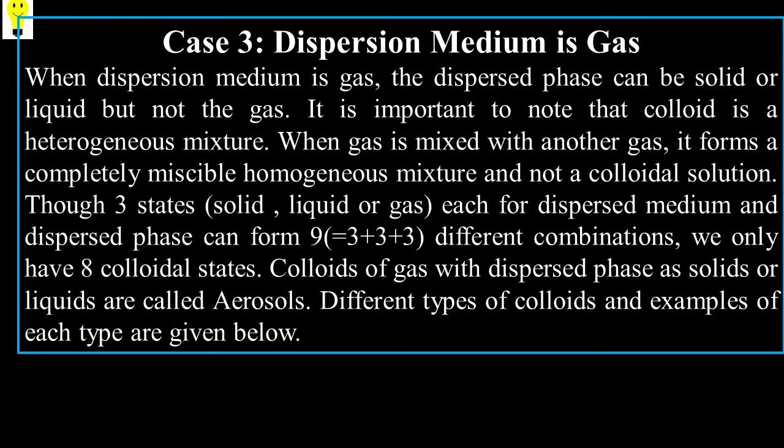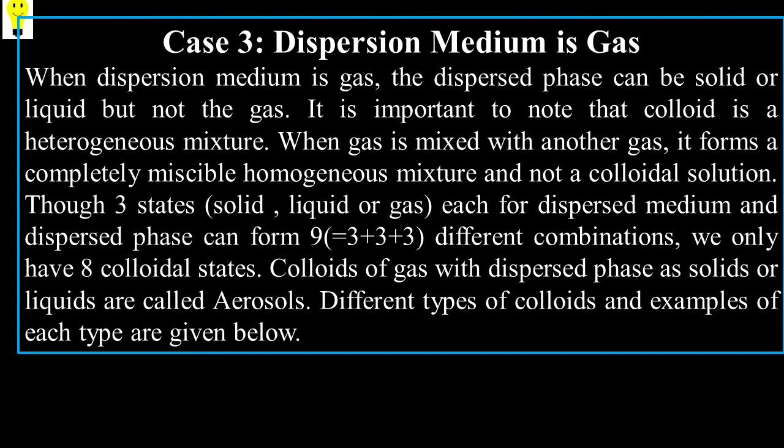Now this is case 3. Dispersion medium is a gas. When dispersion medium is gas, the dispersed phase can be solid, liquid, but not gas. It is important to note that a colloid is a heterogeneous mixture. When gas is mixed with another gas, it forms a completely miscible, homogeneous mixture and not a colloidal solution. Though 3 states, solid, liquid, and gas, each for dispersion medium and dispersed phase can form 9 different combinations, we only have 8 colloidal states.